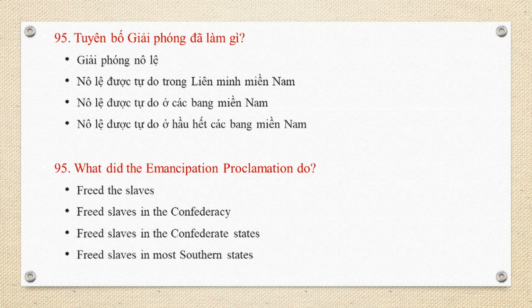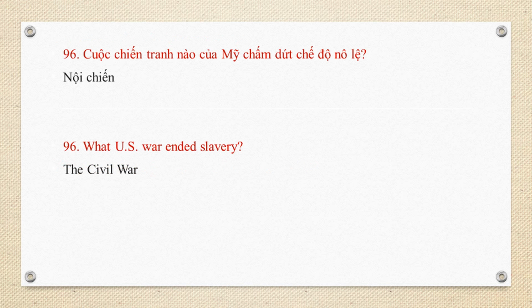95. What did the Emancipation Proclamation do? Freed slaves. Freed slaves in the Confederacy. Freed slaves in the Confederate States. Freed slaves in most southern states. 96. What U.S. war ended slavery? The Civil War.